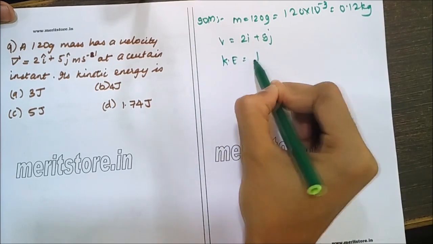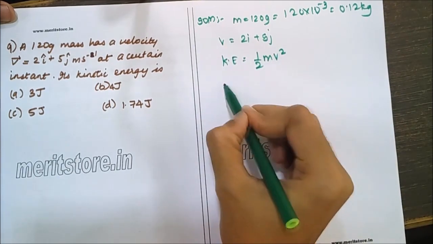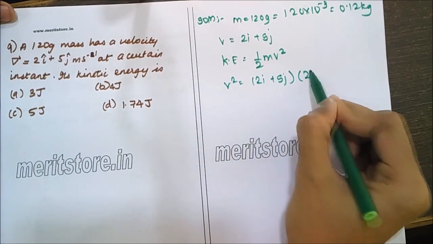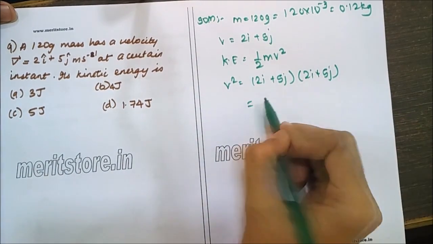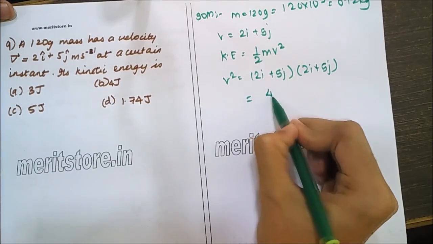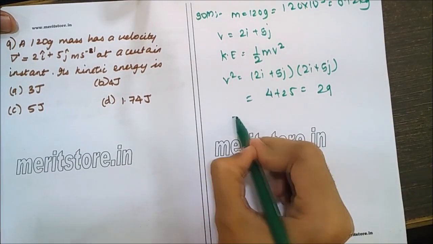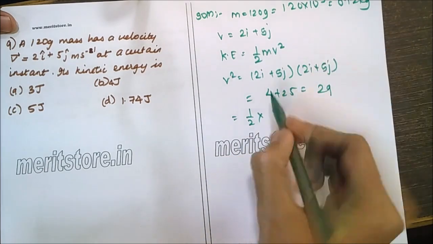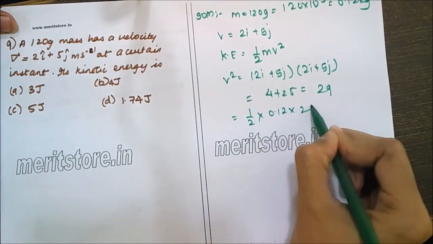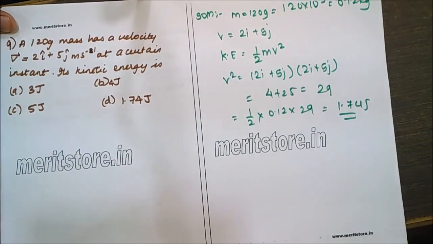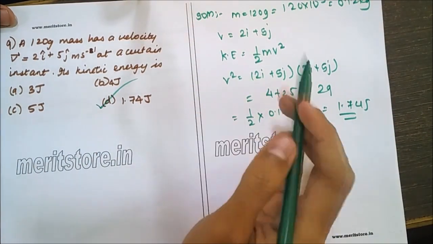In order to find the kinetic energy, we have half m v square. So squaring the velocity, we get 2i plus 5j multiplied by 2i plus 5j. The answer comes out to be 4 plus 25, that is equal to 29. So kinetic energy is again half, the mass is 0.12 kgs, into 29. So it is 1.74 joules of kinetic energy. So D is the correct option.